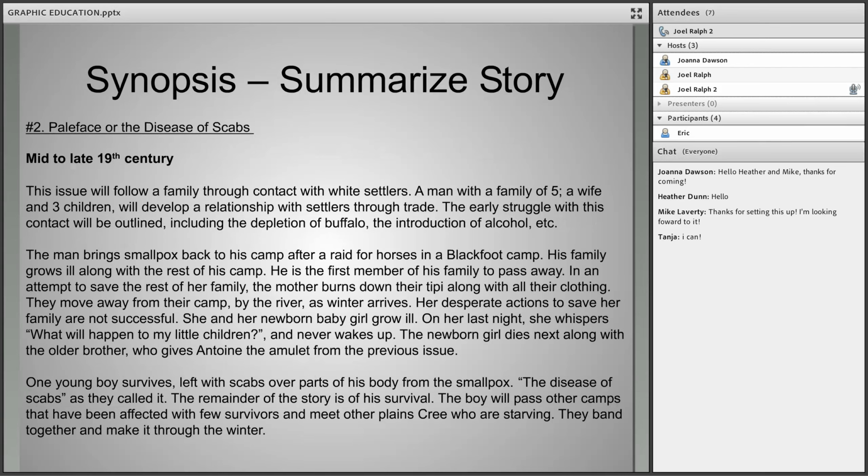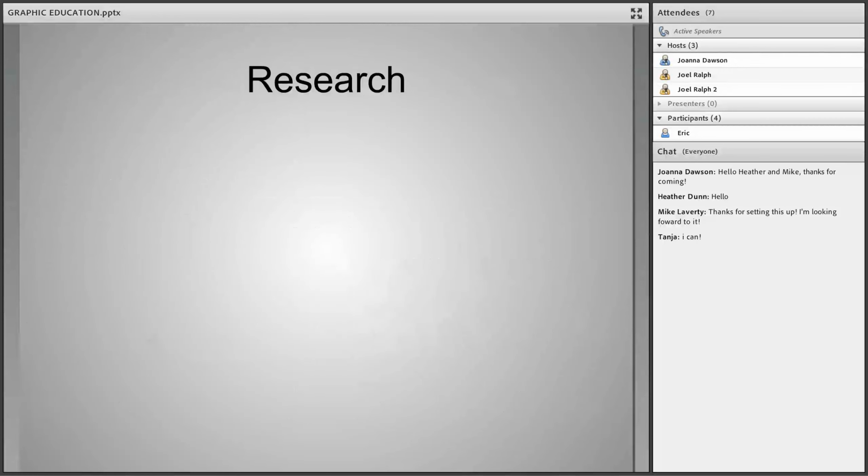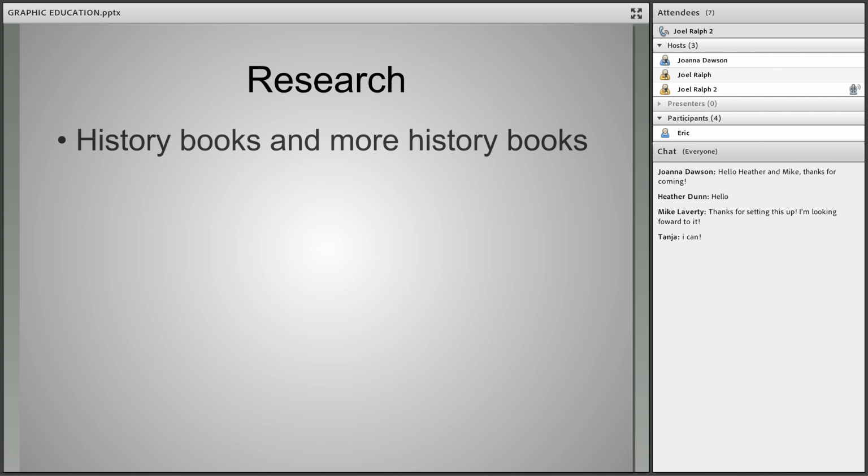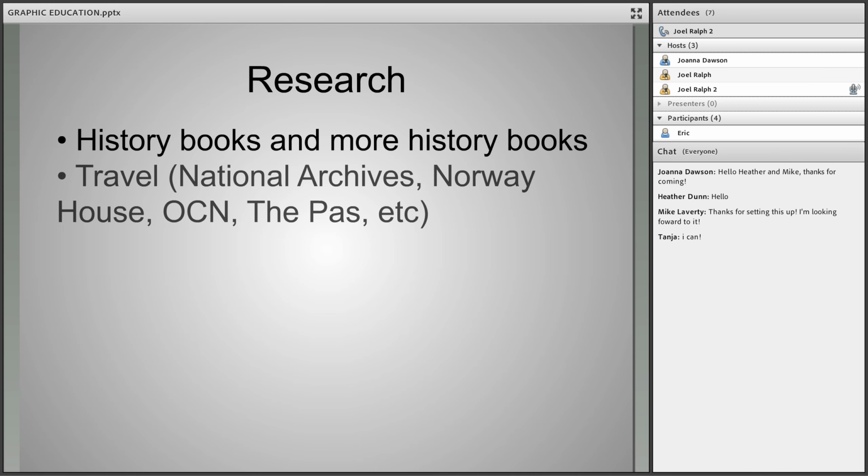Here's what a synopsis would look like. I condensed this a little bit. The synopsis was about a page or a page and a half, but it's a very detailed summary of the graphic novel. This is book 2 of the 7 Generations series. Doing research, now for me, this is all the research I did. Obviously your students aren't going to travel on a plane, unless they're older students, I guess. But all this research lends itself to writing a historical graphic novel much more effectively.